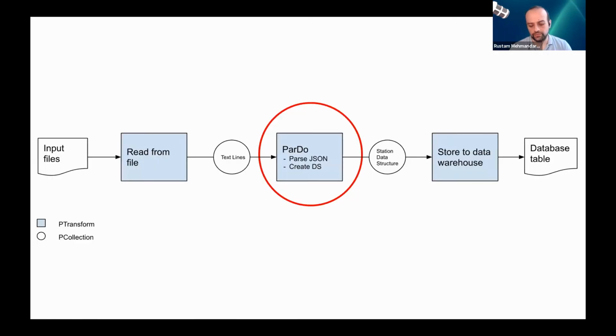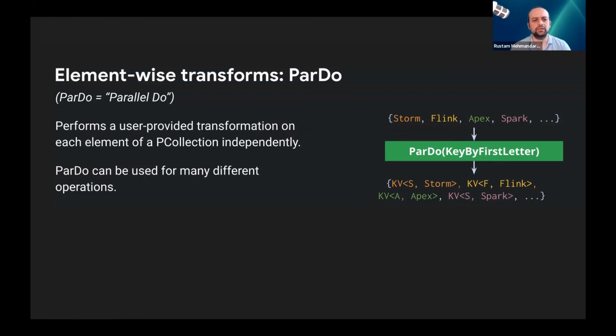So ParDo. ParDo is actually a cool thing. It's parallel do, as I told you, and it's an element-wise transformation. So you basically have something, you transform it to something else. But then it has to be something that can be parallelized without breaking the bank, so without breaking things for all the other things.